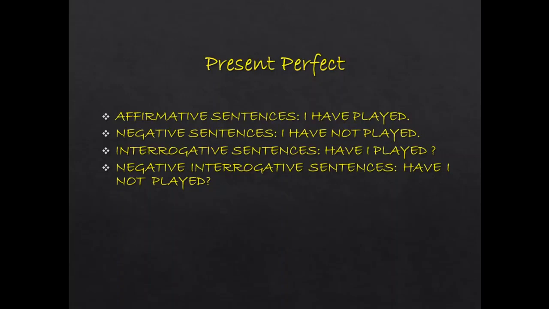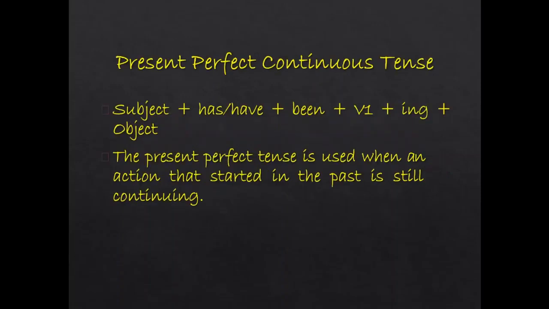Now comes the present perfect continuous tense. The form of writing a present perfect continuous tense is subject plus has or have plus been plus first form of the verb plus ing plus object. The present perfect continuous tense is used when an action that started in the past is still continuing. That means the action has already begun, and at the time of speaking the action was still going on.